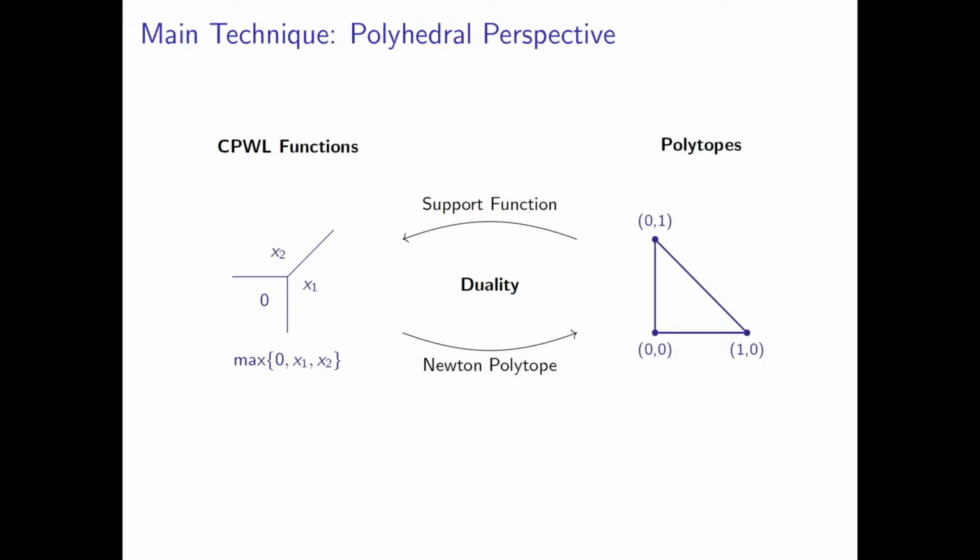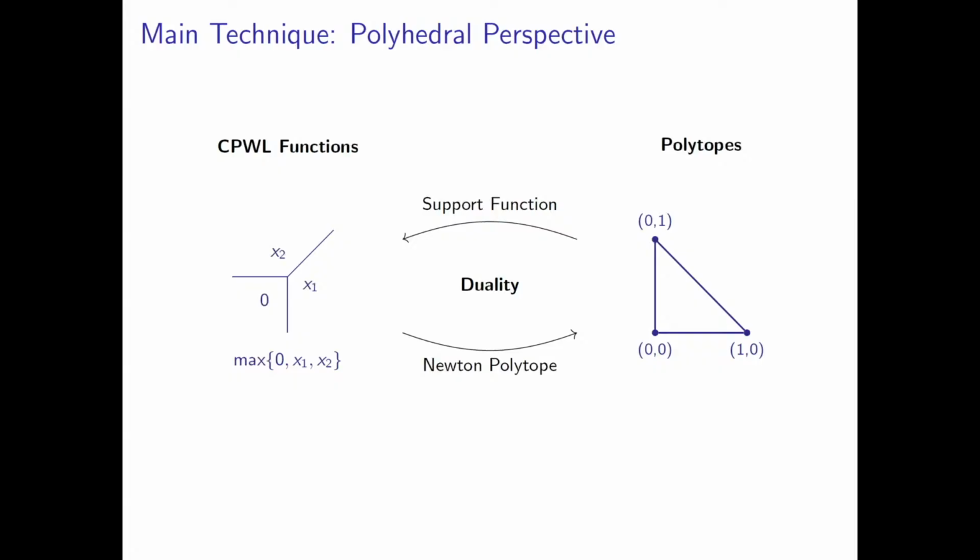and form the convex hull. What you obtain is a polytope. A polytope is just a convex hull of a bunch of points. And this we call the Newton polytope of this continuous and piecewise linear function. This term is borrowed from the tropical geometry literature. So they have these Newton polytope objects.